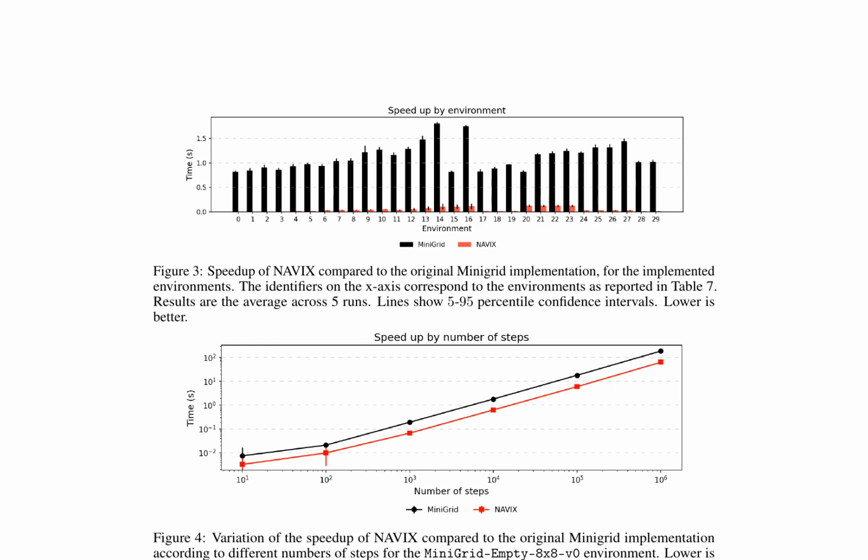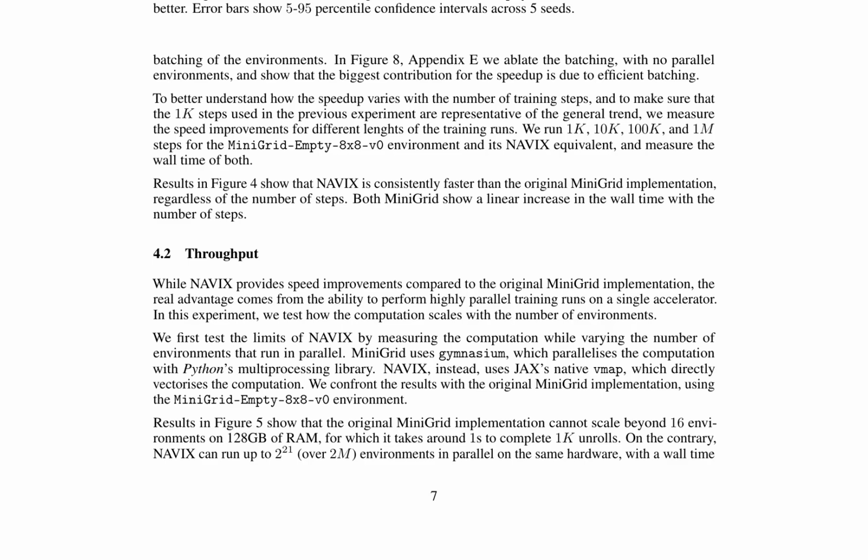Here is a combined summary of pages 7 and 8. The authors evaluate the performance of NAVIX, a novel implementation of the MiniGrid environment, in terms of speedup and throughput. Figure 3 shows the speedup of NAVIX compared to the original MiniGrid implementation across various environments, demonstrating a significant improvement. To further investigate the speedup, the authors vary the number of training steps and observe that NAVIX consistently outperforms the original implementation, regardless of the number of steps, figure 4.